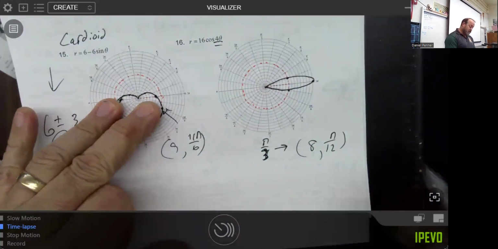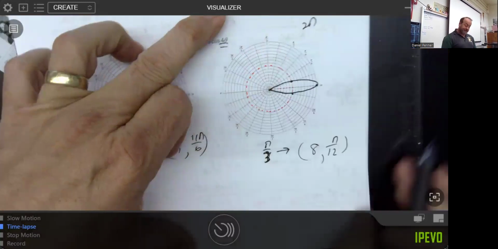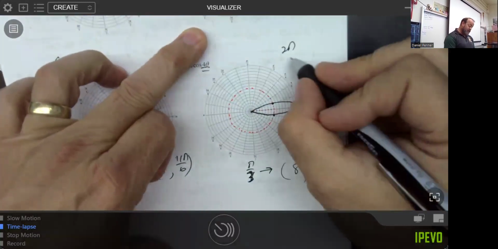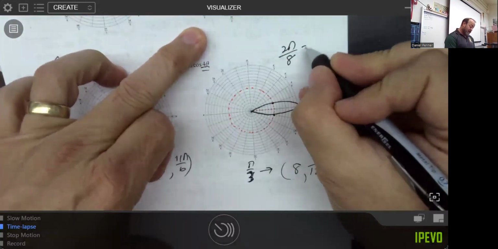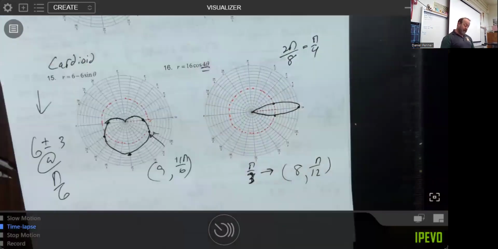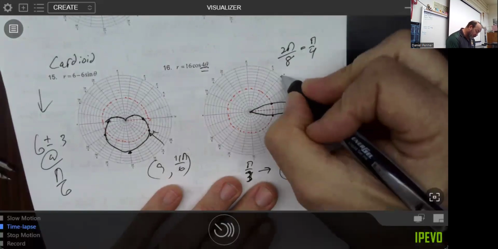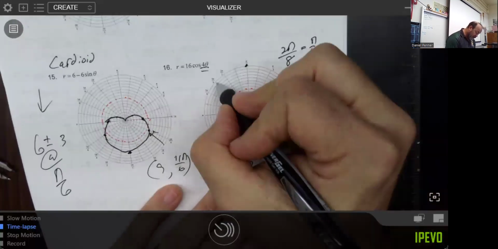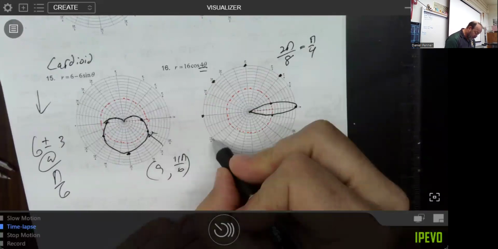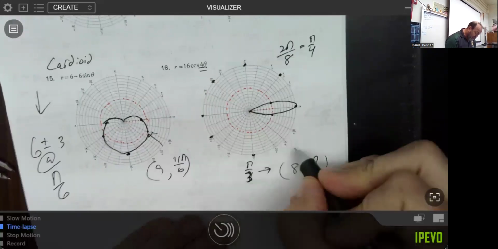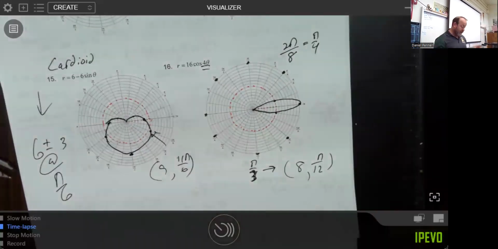So if there is 2 pi in a full circle, I'm going to evenly distribute 8 petals. That means there's going to be a brand new petal every pi over 4. So there's going to be a tip here, one here, one here, one here, here, here, here, and here. Hopefully I spaced those all out right.